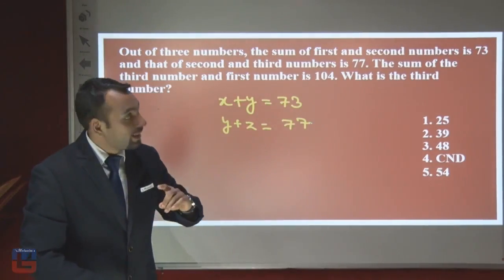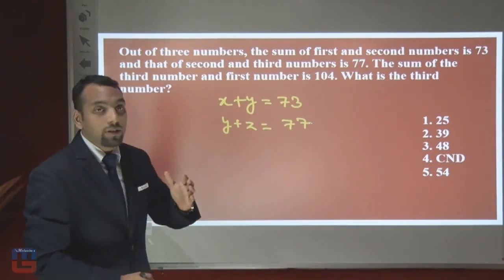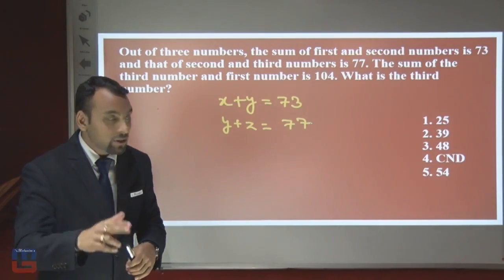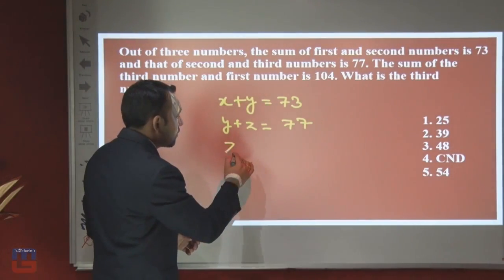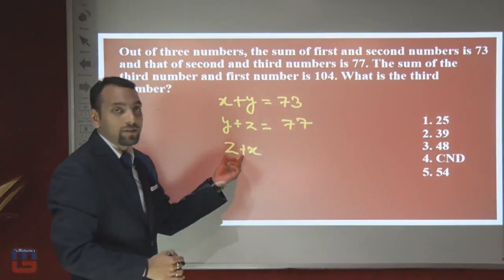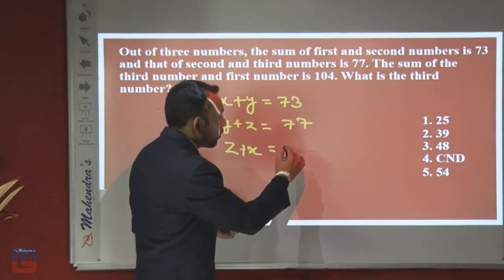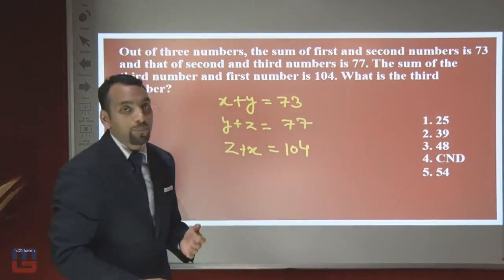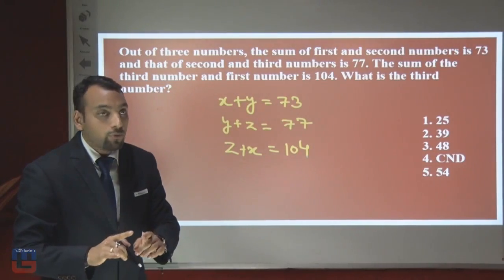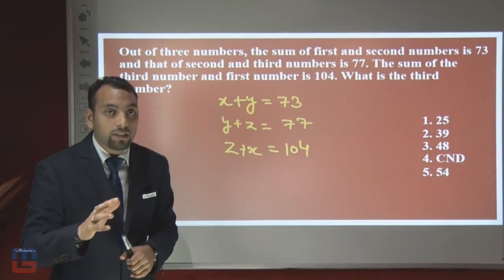All right. Now the next line is saying the sum of the third number and first number. Third number, that is z, and the first number, that is x. z plus x will be equal to 104. Now what we have to find is the third number.